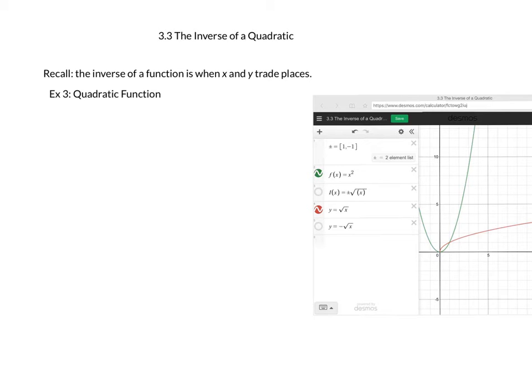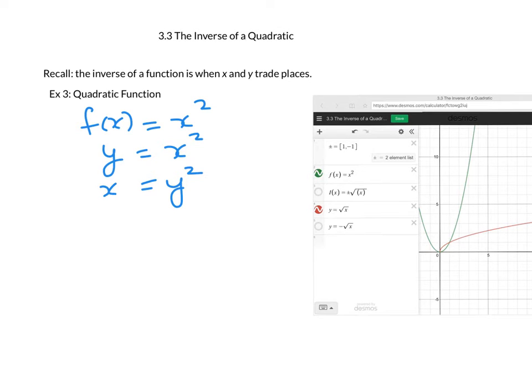Let's now try to find the inverse of a quadratic function. Let's start with our base function, f of x is equal to x squared. Follow our same steps, so we write down y is equal to x squared. Instead of y, we write x. Instead of x, we write y. Now we have x equals y squared.